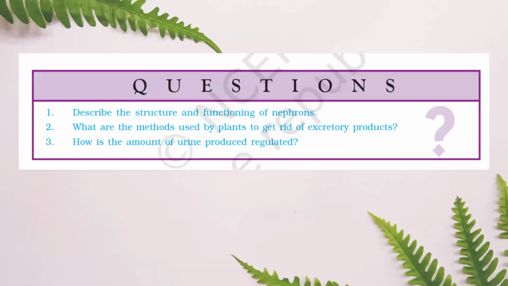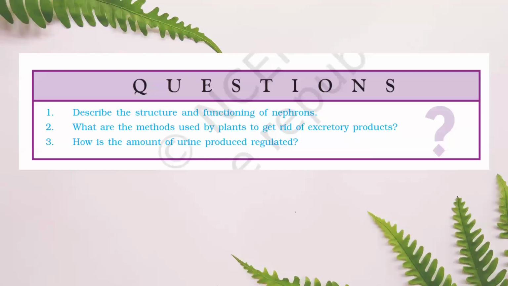With this note, we have completed chapter number 5, the life process. Here we have some questions on the excretory system. Describe the structure and functioning of the nephron. Here you have to describe the structure of the nephron. Later, what are the methods used by plants to get rid of excretory products? We studied just now how plants remove waste material.